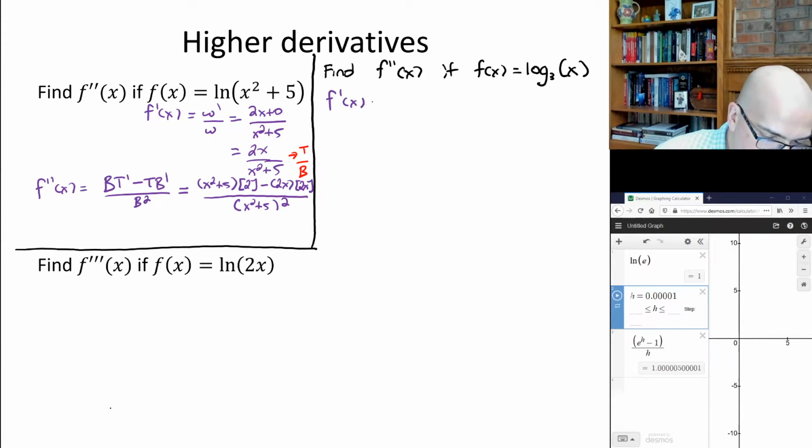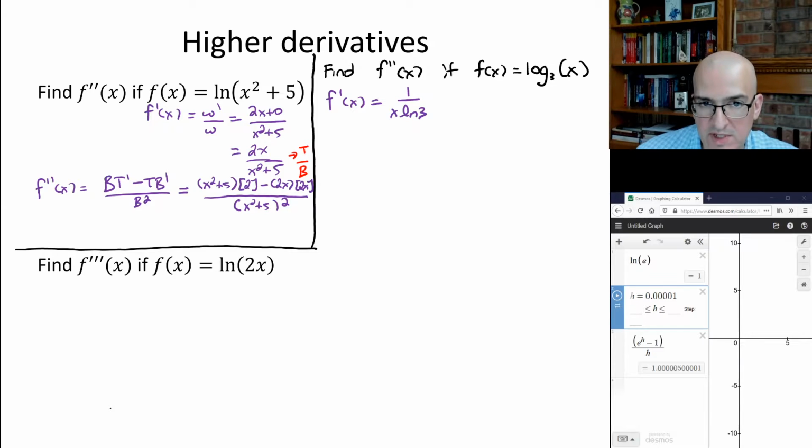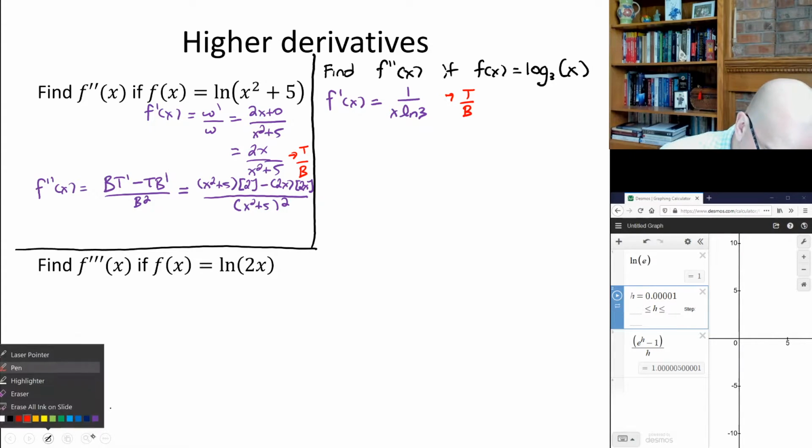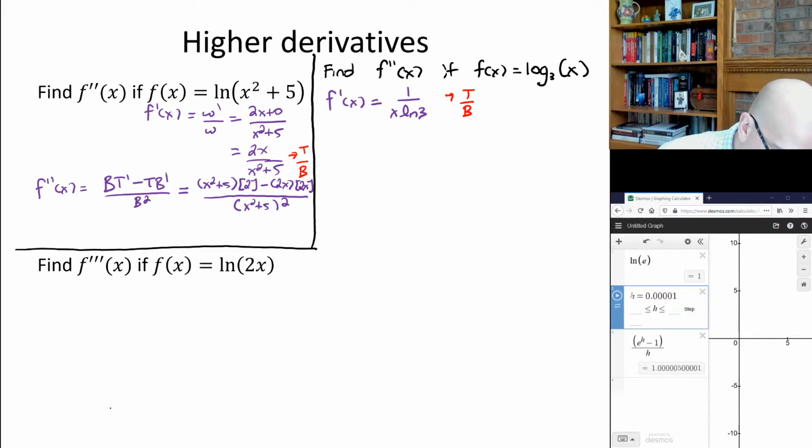So the first derivative, we have a special derivative formula for log base b of x. It's 1 over x times the ln of b. So in this case, b is 3, so 1 over x times the ln of 3. Now for the second derivative, we need a quotient rule just like the previous one. This is a t over b. So bt prime minus tb prime all over b squared.